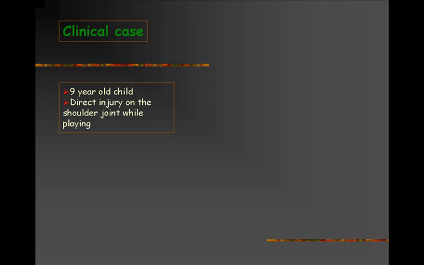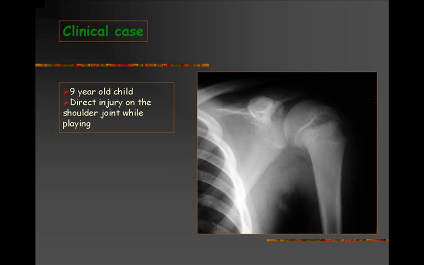Our next case is that of a 9-year-old child who sustained a direct injury on the shoulder joint while playing. X-ray is shown here. Note the proximal end of the humerus has a fracture. This fracture is of a special type and is closely associated with the epiphyseal plate or the growth plate that is seen here.